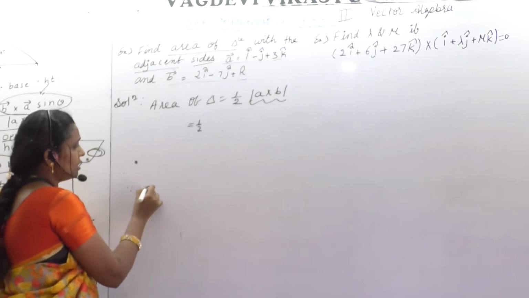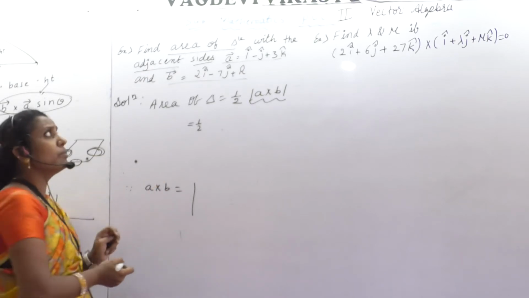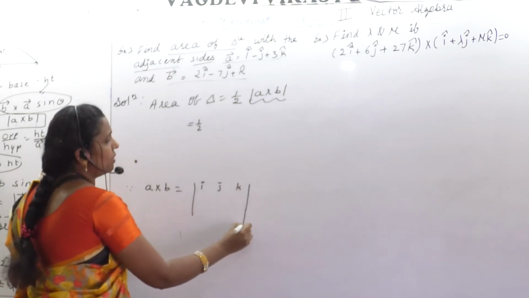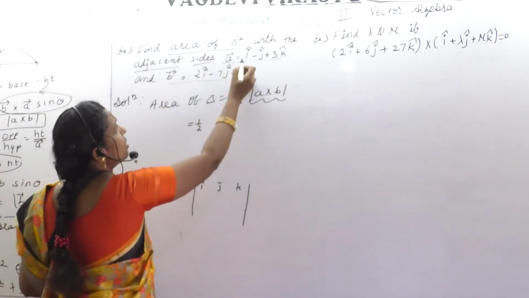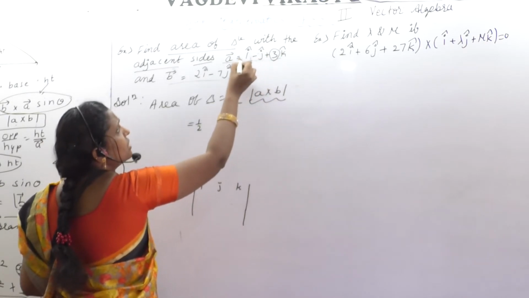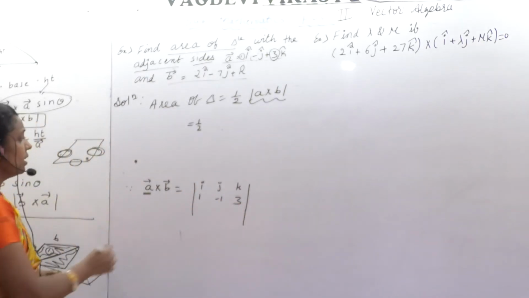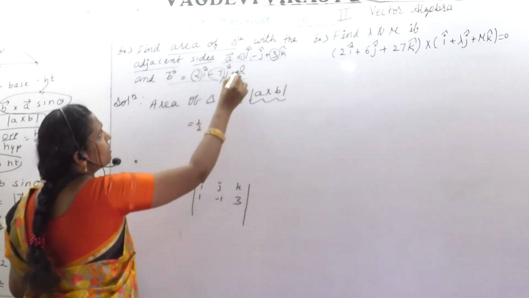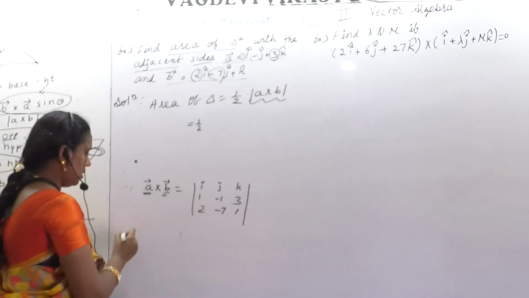A cross B is equal to, always we are doing cross product using the determinant, in which the first row will be i, j, k always. And the second row are the components of A. Components of A are what? 1, minus 1, 3. Check with the coefficients of i, j, k. And with respect to B, the coefficients are what? 2, minus 7, 1. So 2, minus 7, 1 you have to put. Now get it expanded.